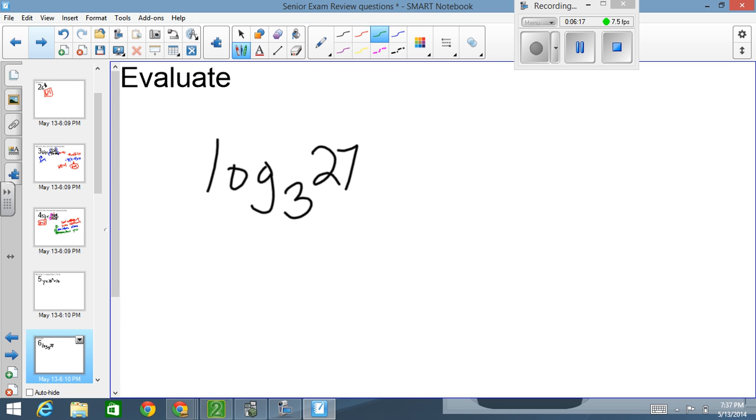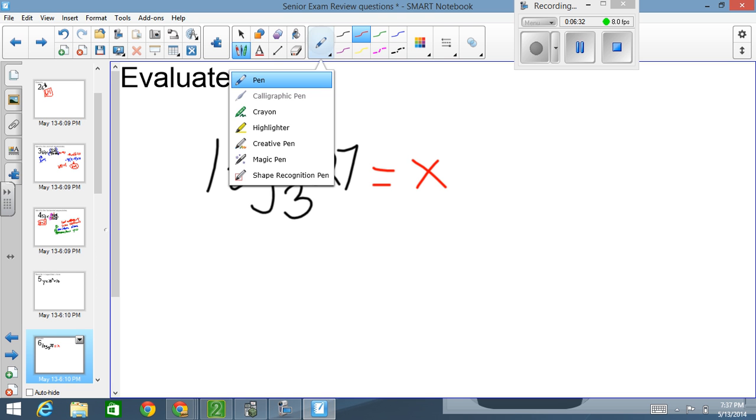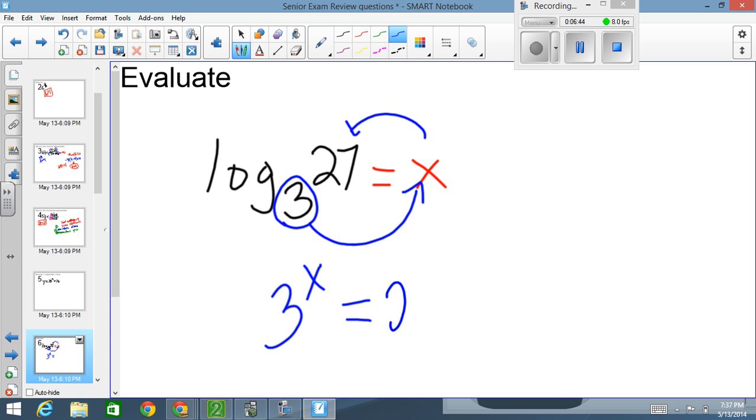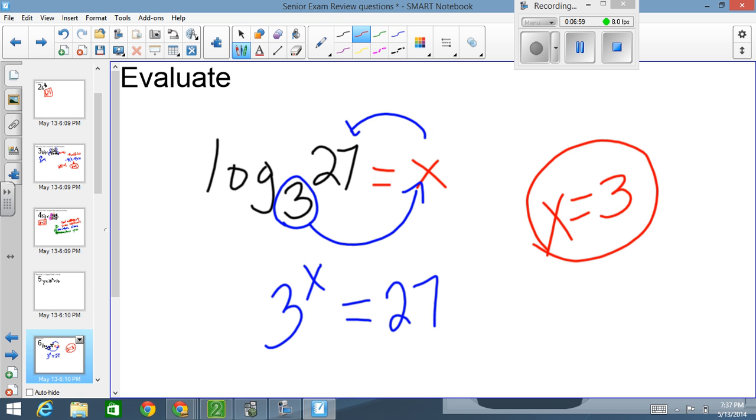Evaluate this logarithm. Well, one thing you can remember is that right now this is an expression. But if I set this thing equal to x, think about how we rewrite logarithms into exponential form: we take this base and raise it to that power. So 3 raised to the x, and we set it equal to whatever this was. So now it becomes, okay, 3 to what power is equal to 27? And the power would be 3, because 3 to the third power is equal to 27.